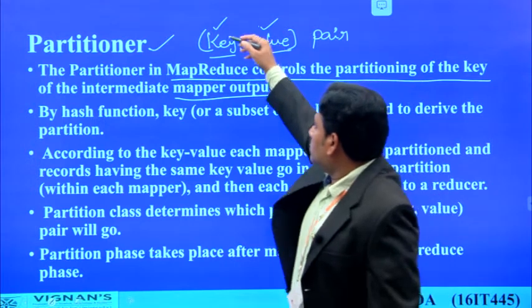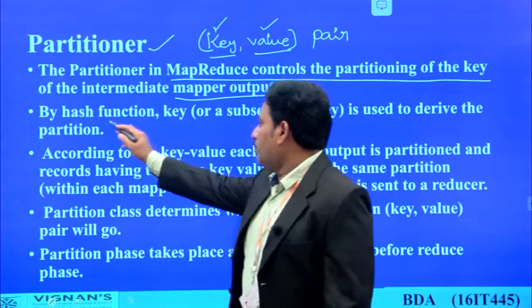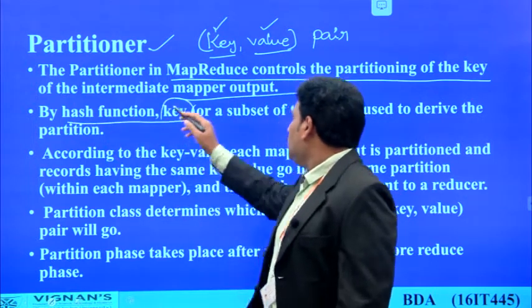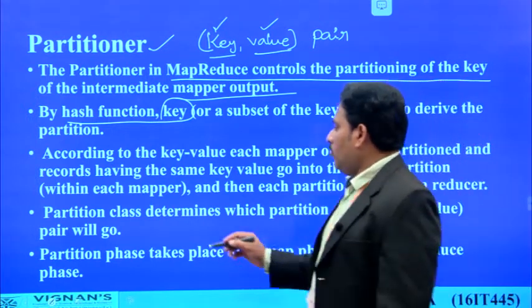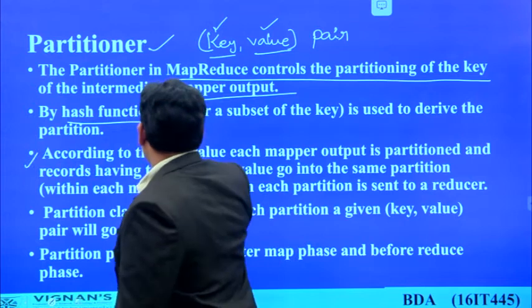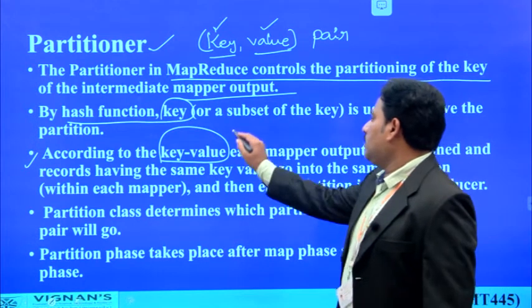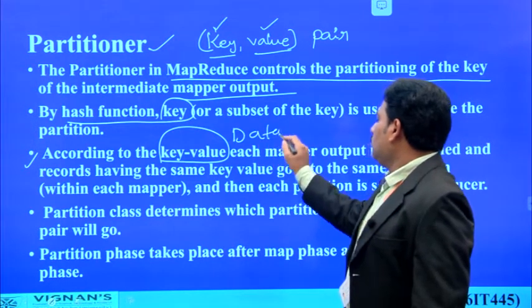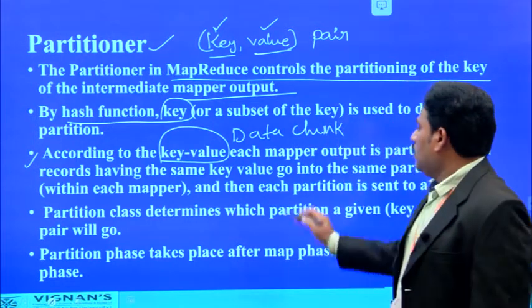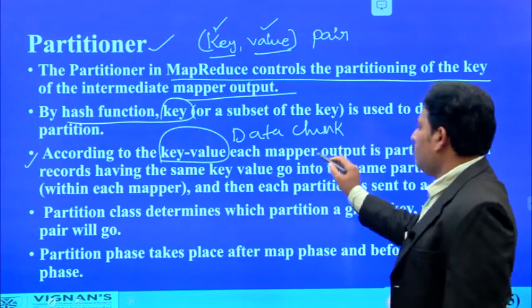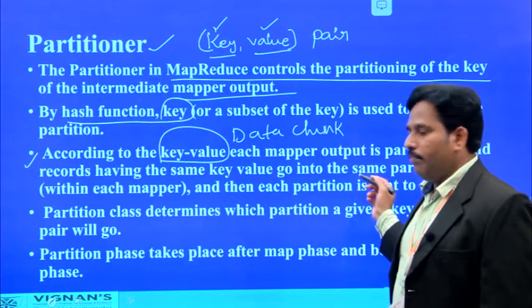As we discussed, the key is a hexadecimal number. Now, that key will act as a hash function. With the hash function, the key or a subset of the key is used to derive the partition of the data. After partitioning the data into smaller chunks, every data chunk will have a key value pair. Now, each key value pair is going to be mapped with the concerned blocks of that map reduce environment.